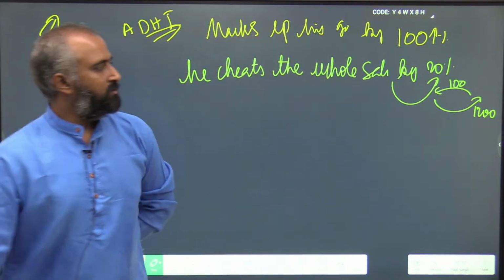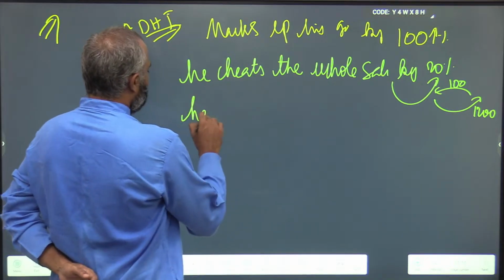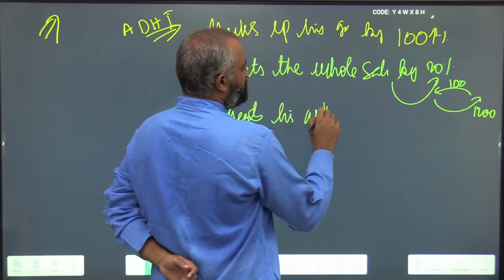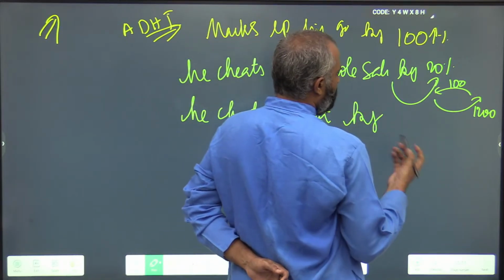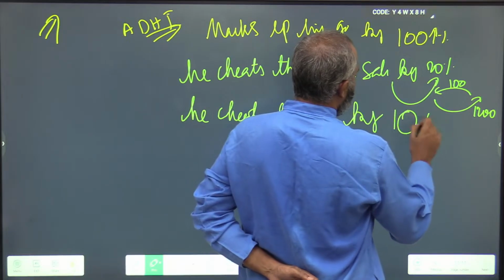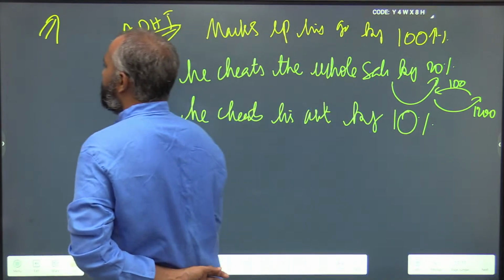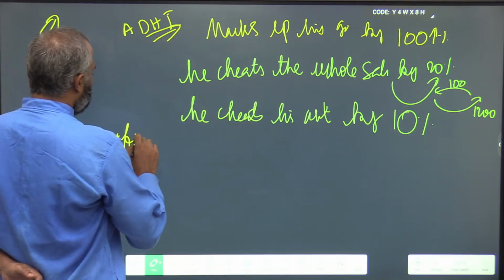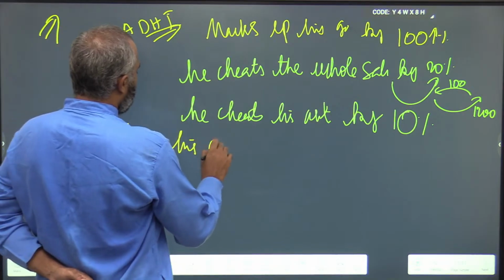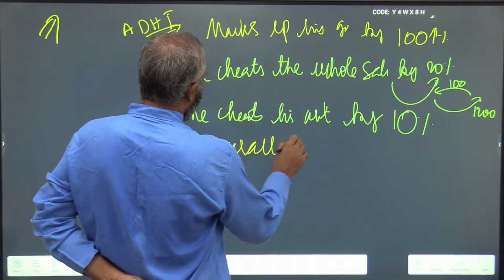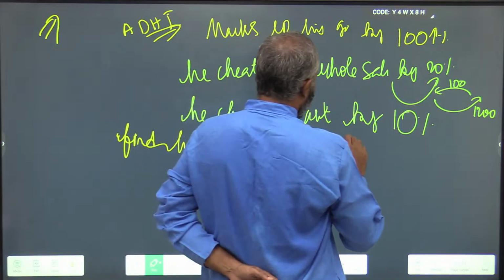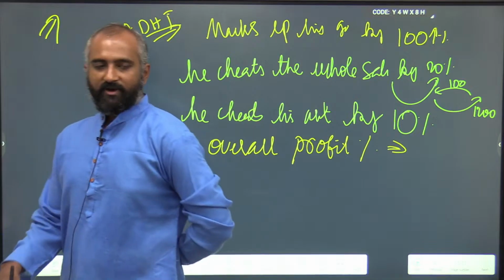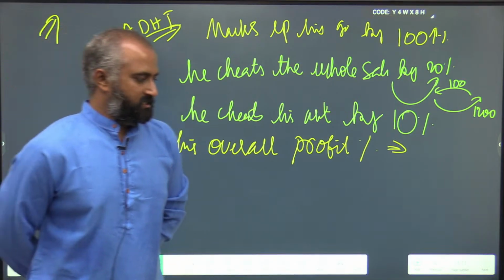And he cheats his customer by 10%. Find his overall profit percentage.